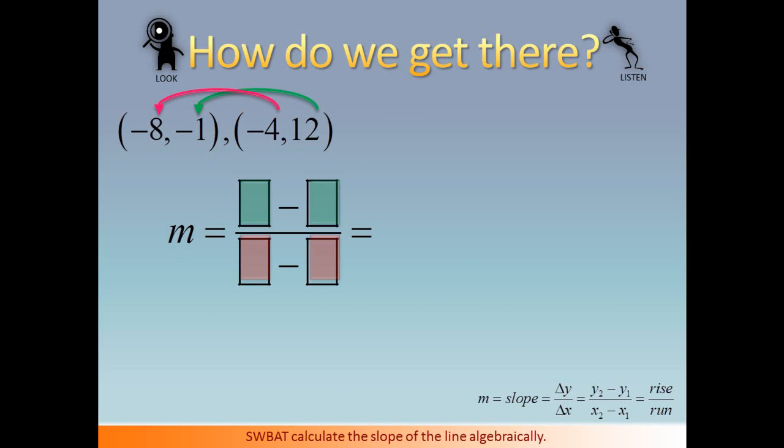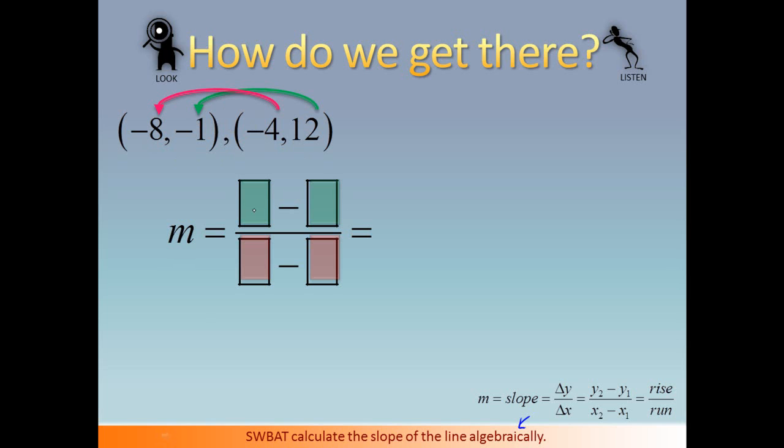Now if we had to use a formula or figure out the slope algebraically, this is where we use our difference in y over difference in x: y2 minus y1 over x2 minus x1. Okay, so I've gone ahead and connected the y coordinates, connected the x coordinates. I've chosen a direction. Notice the arrows are going the same direction. You could have gone from -1 to 12 and -8 to -4, so you have to be very consistent.